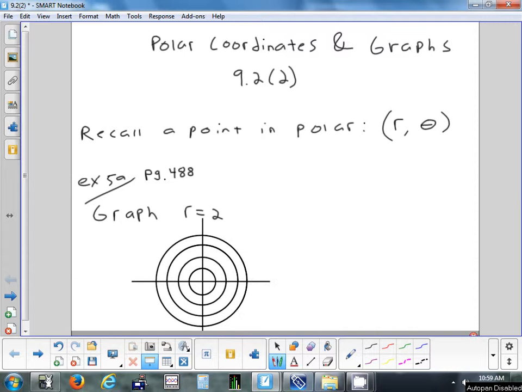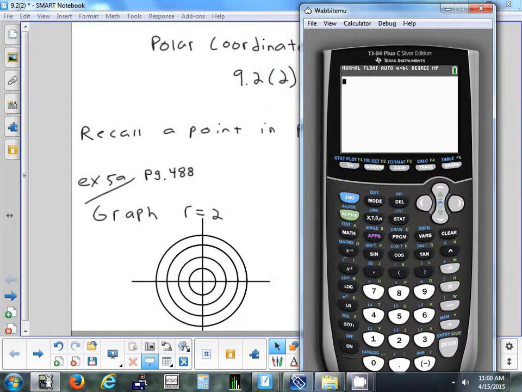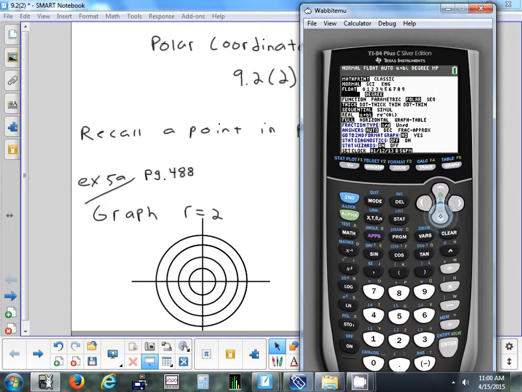Before we graph that, I'm going to show you how you get your calculator into the mode where you can graph it. It says r equals. Anytime you're graphing something that says r equals, that's polar. If it's y equals, that's your function notation. If it's x of t and y of t, that's your parametric. And this is polar, so it's a third mode. So on your calculator, go to mode and change it to polar.